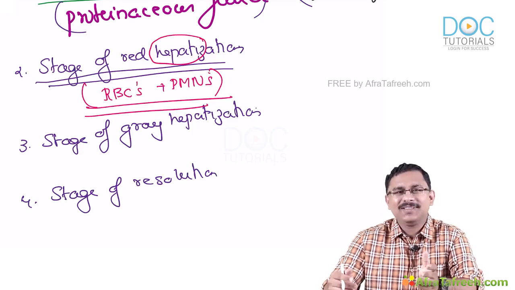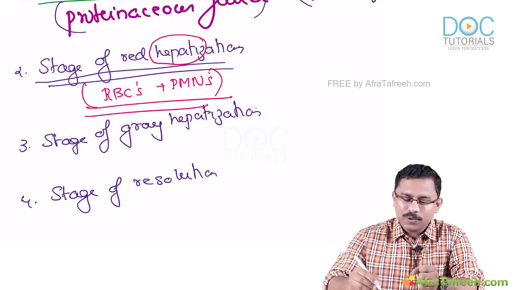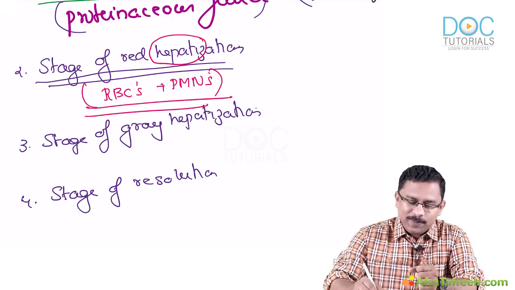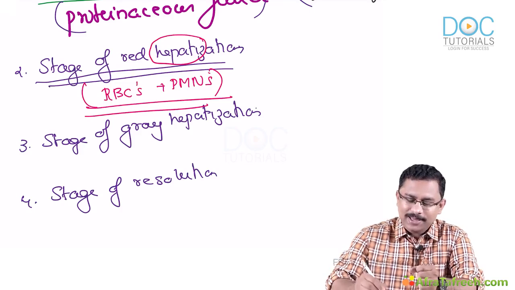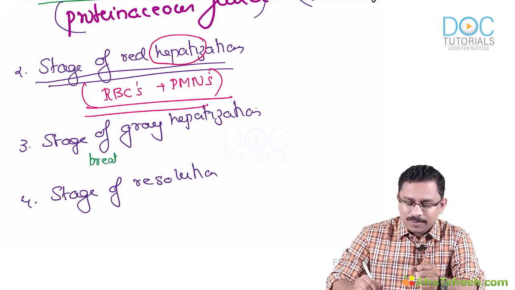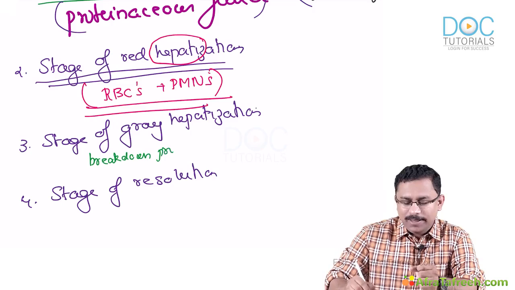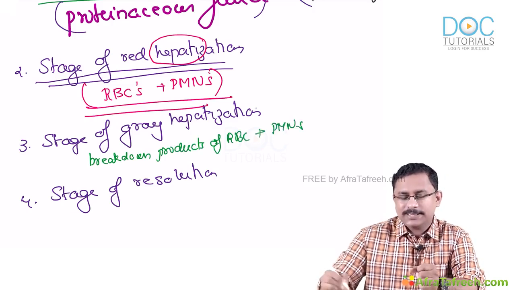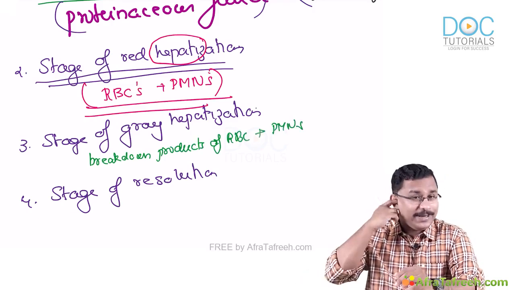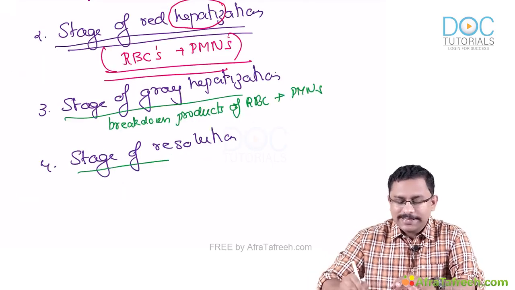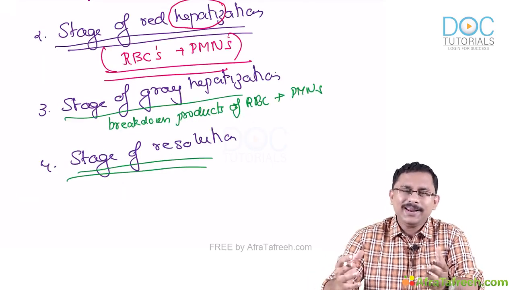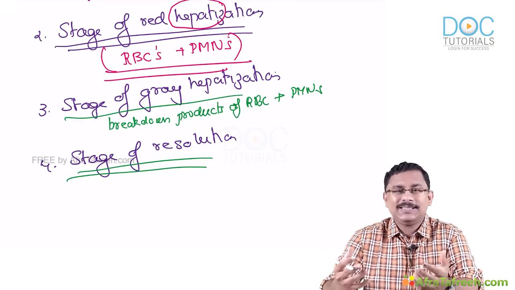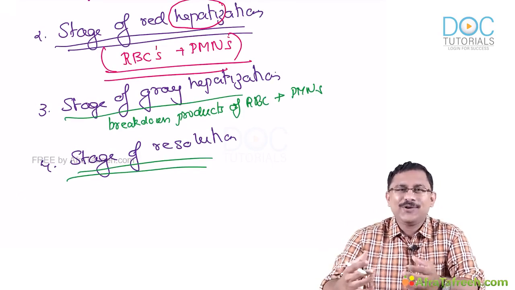Yes, but you might have the breakdown products of the RBCs plus your polymorphonuclear leukocytes. So in this particular stage, you have the breakdown products of RBCs, like hemosiderin, plus again your polymorphonuclear leukocytes. So that is what you have in the stage of gray hepatization. And then it goes to the stage of resolution, where your pulmonary macrophages would be able to contain your infection.